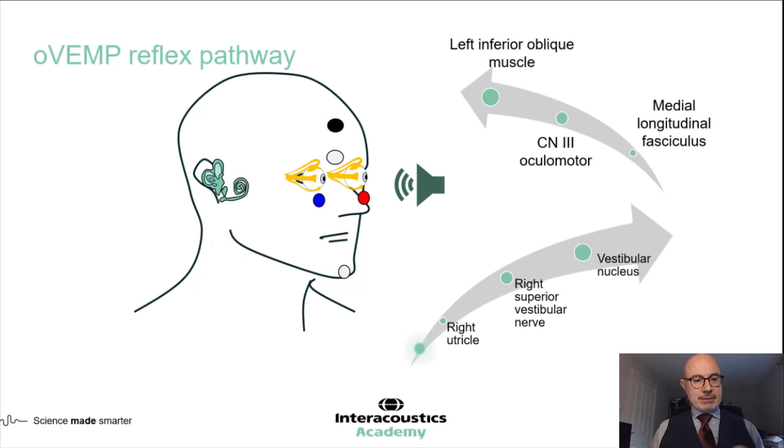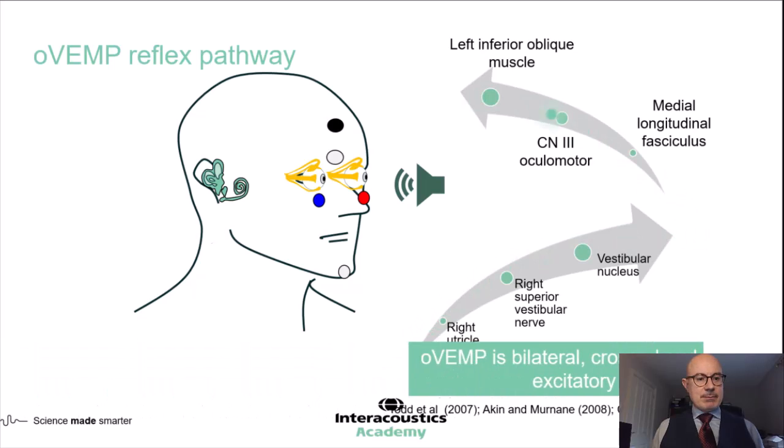Slightly different, but along the same parameters, is the ocular VEMP reflex pathway. Again, this time from the right utricle as an example, up the right superior vestibular nerve, again into the vestibular nucleus, along the medial longitudinal fasciculus, down the ocular motor nerve pathway into the muscle, and then we record it from underneath the eye, from the inferior oblique muscle of the eye. So quite a small muscle.